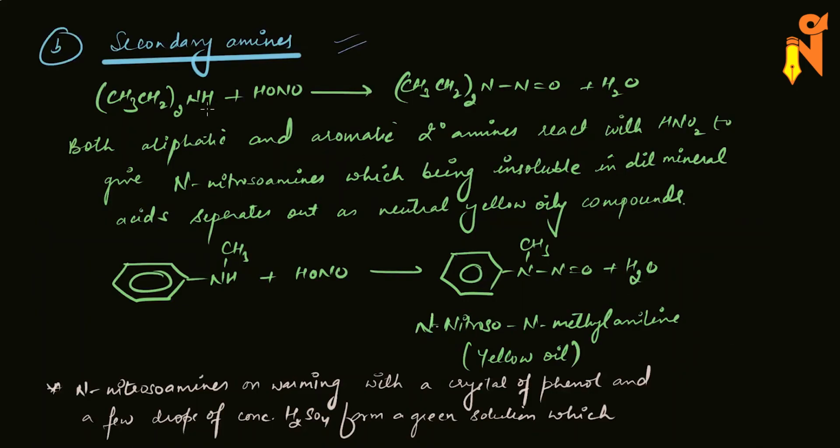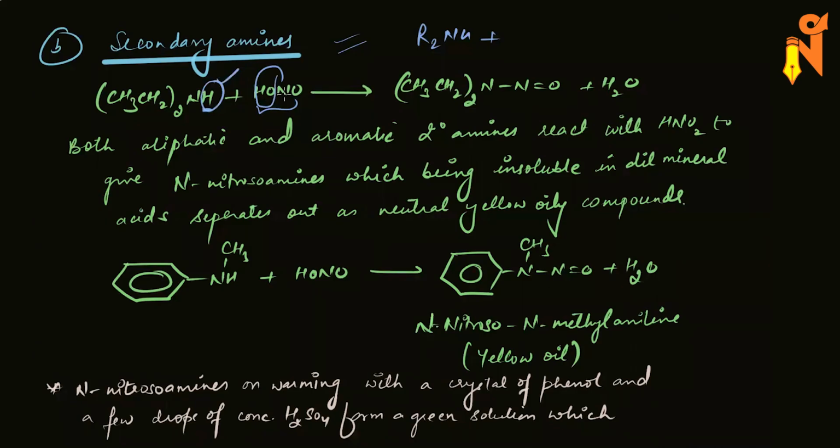Now here again, look at it. Here we have hydrogen in an R2NH kind of setup. And if you look at HNO2, this is the structure of HNO2. So you can take OH out of it and hydrogen out of it, and the loss of water can take place. So this is how the reaction takes place.